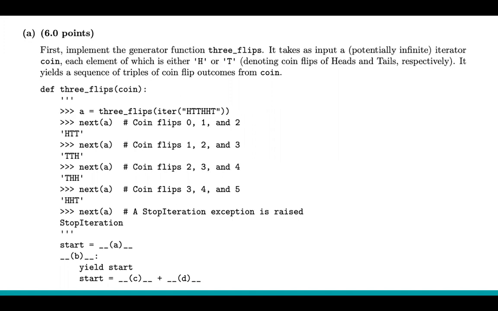In this case, it would be really helpful to take a look at the doctests. So we see that A is this iterator that's HTT, HHT. When we call next on A, we get coin flips 0, 1, and 2, which is HTT. And then when we call next again on this generator function, we get coin flips 1, 2, and 3. We can see we've dropped off one and then added one, and then it's yielded that sequence.